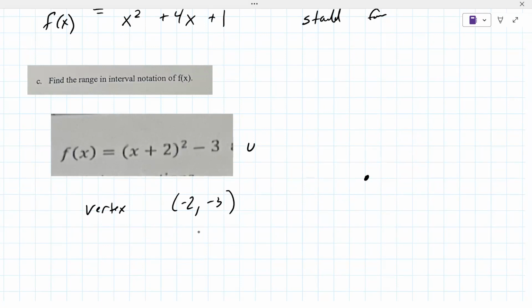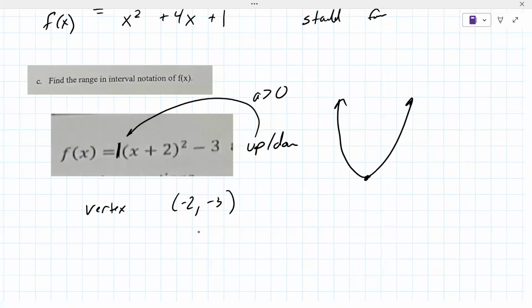Does this graph open up or down? Do you know? It depends on the negative number in front. There's no negative in front. So this one opens up because a is greater than 0. So it looks something like this.